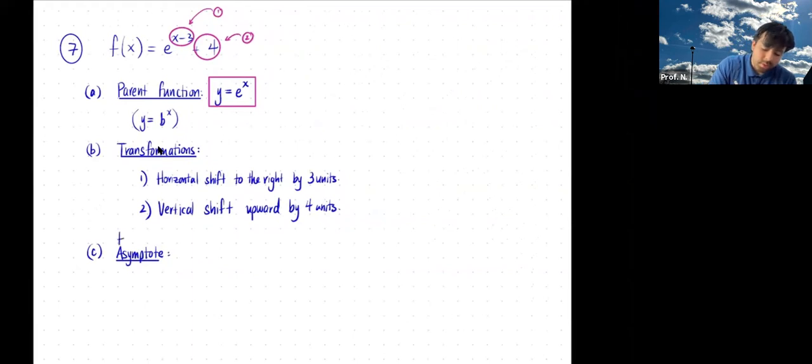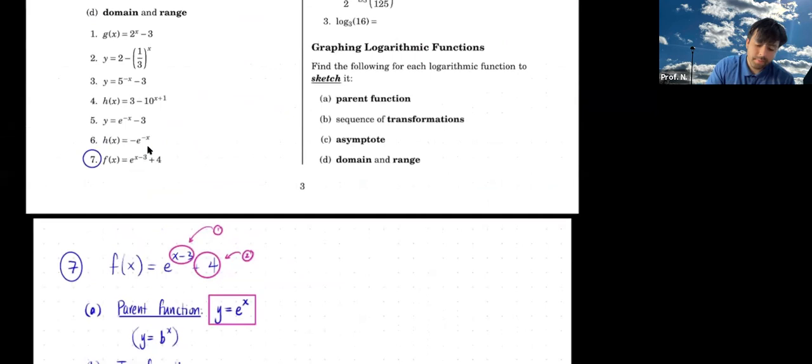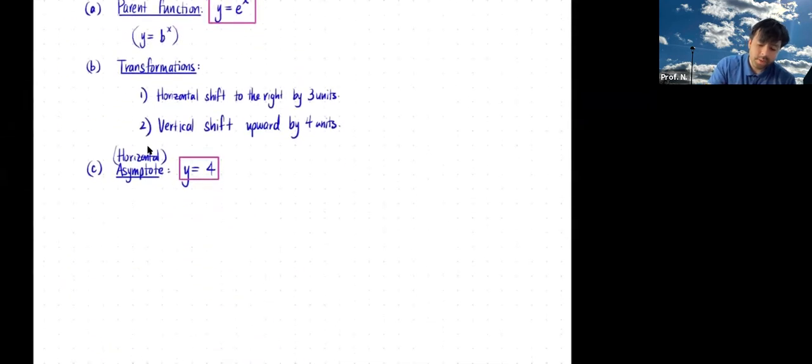So this asymptote for exponential functions is horizontal. So y equals 4. And remember, the asymptote, no, it's not a slant. It's a horizontal asymptote. The horizontal asymptote is associated with the vertical shift. So then it says, what's the graph, right? The domain and range. We just want the domain and range.